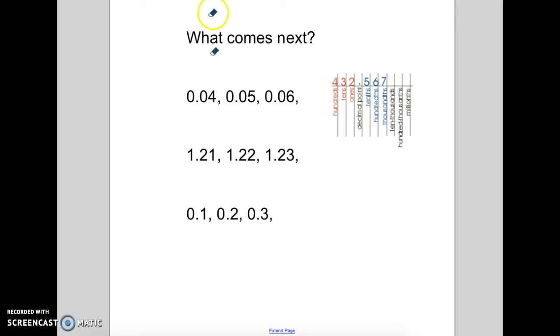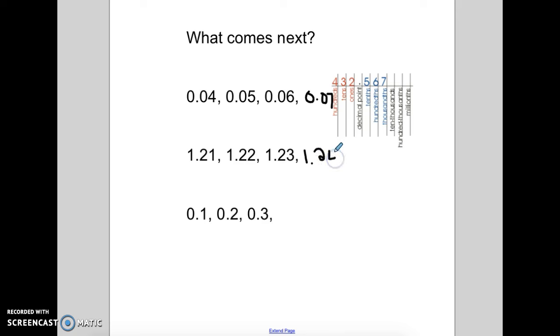So let's look at this. They want us to write what comes next. So we have 4 hundredths, 5 hundredths, 6 hundredths. What comes next? And the answer would be 7 hundredths. All right. Then go down to this one. We're at 1 and 21 hundredths, 1 and 22 hundredths, 1 and 23 hundredths. What do you think will come next? Go ahead and pause and write it down. All right, if you got 1 and 24 hundredths, you were right on.